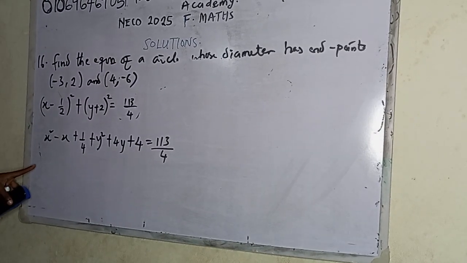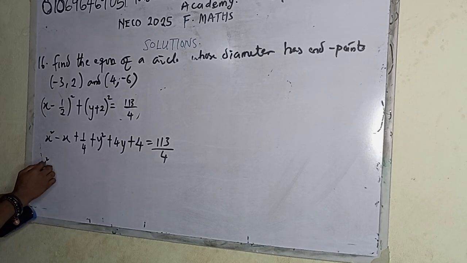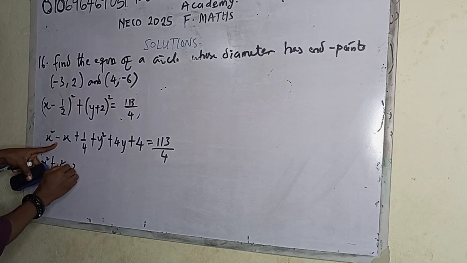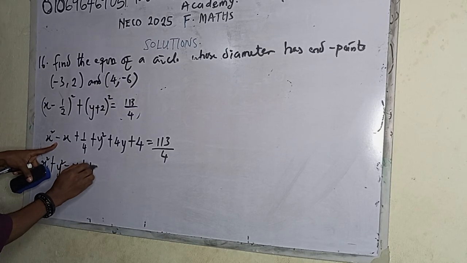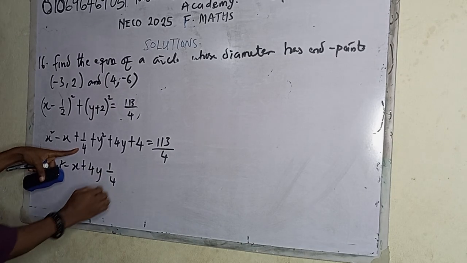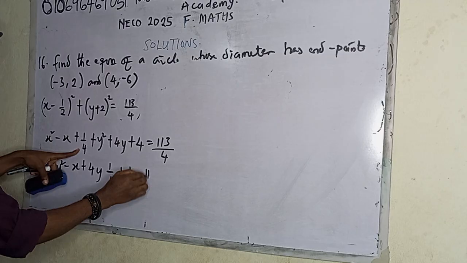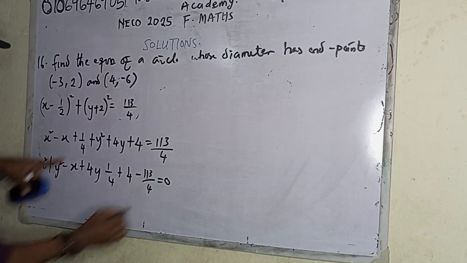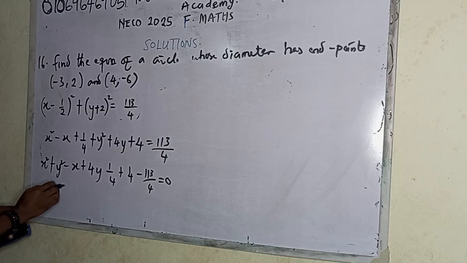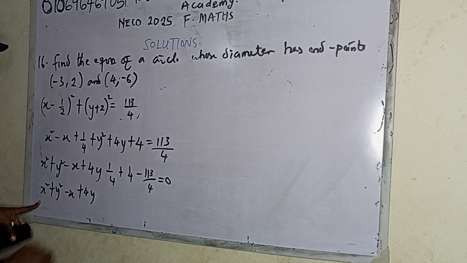Then the next thing, I'm going to collect the ones that have squared. So I'm going to be having x squared plus y squared. Then I collect x and y. I have minus x plus 4y. Then I collect the constant terms, which are 1 all over 4 plus 4, then minus 113 all over 4 equals 0. So I have x squared plus y squared minus x plus 4y.